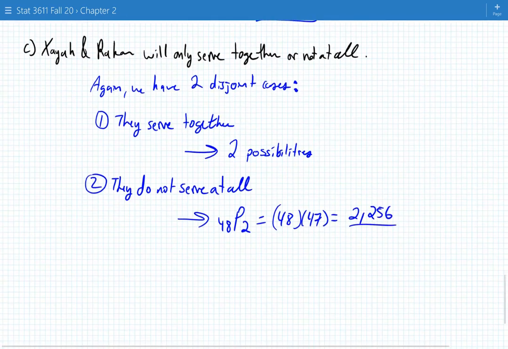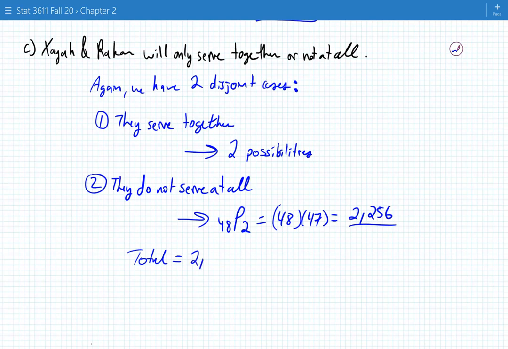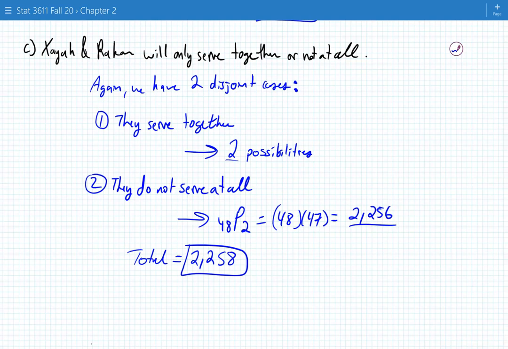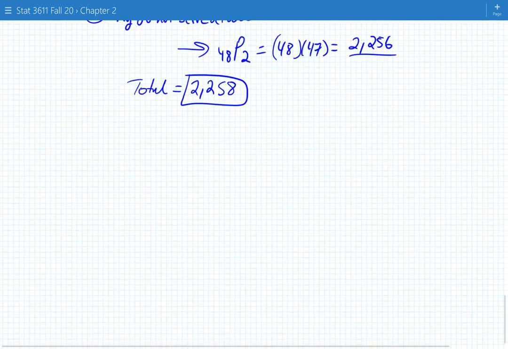2,256. And so in total, we will add these together, and we don't need to worry about double counting because these are disjoint cases. So in total, we have 2,256 plus 2 is 2,258 if we add these two numbers together. All right. Good.